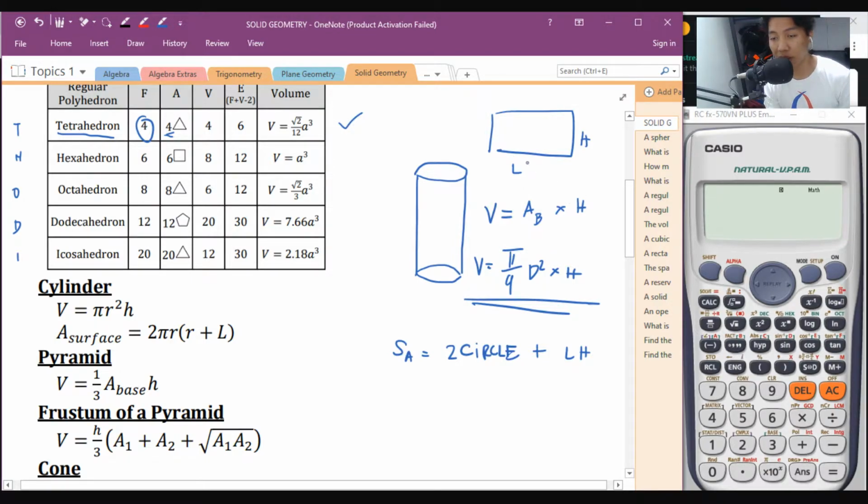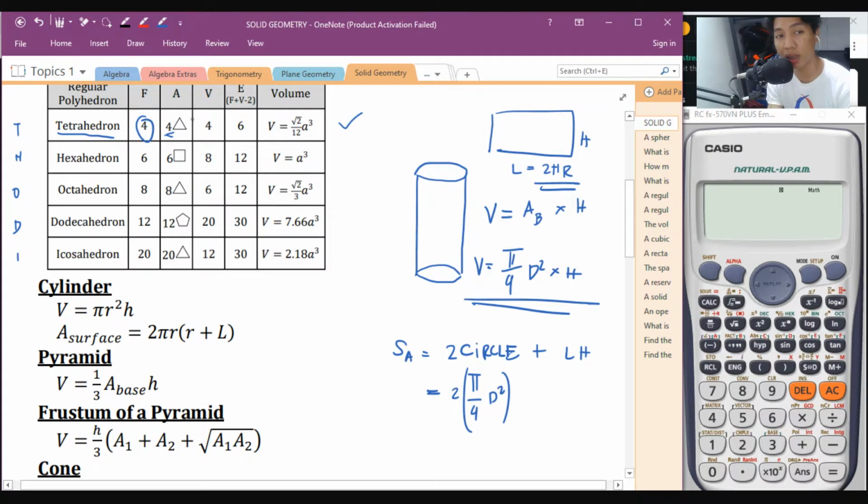Meron ka ba dyang nalilimutan? Ngayon, di ba, itong length na to is equal to the circumference ng circle na to. Ano ba yung circumference nun? Di ba 2 pi r? Oh, 2 pi r yan. Yung height mo dito is actually yung length mo rito. So, that is twice nung area ng circle, that is 2 pi over 4 d squared.